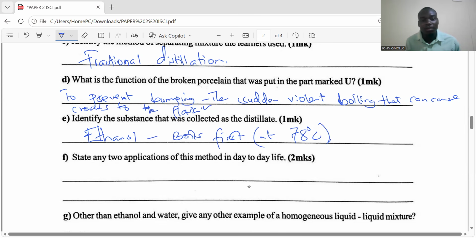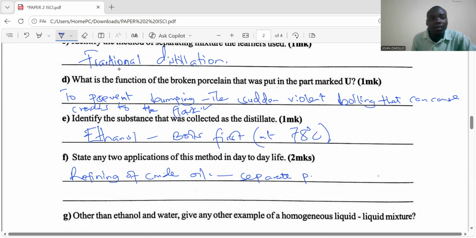State two applications of this method in day-to-day life. One application, refining of crude oil. So in this case, we're going to produce petrol, diesel, and kerosene from petroleum. That is what I'm saying, refining.